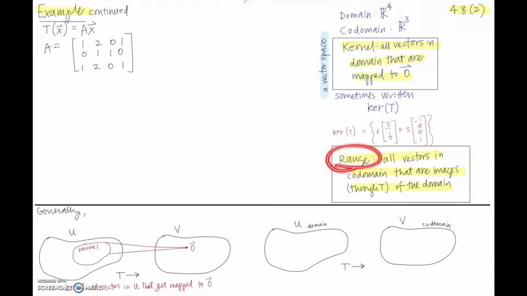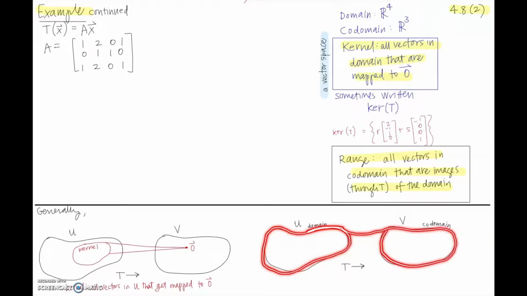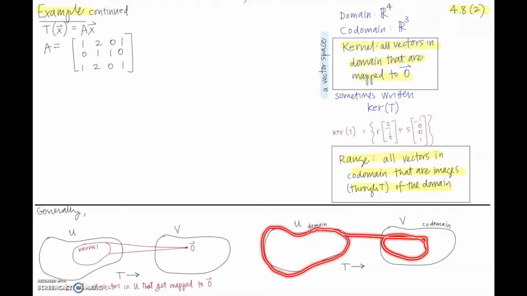Well, the range of a transformation is slightly different. It is taking all of the vectors in your domain. And where do they get mapped to when they get mapped through the transformation T? Do they take up all of the codomain? Maybe, sometimes, but it's often the case that they don't. All of these vectors might get mapped just to a smaller set in the codomain V, and this smaller set is the range of T.